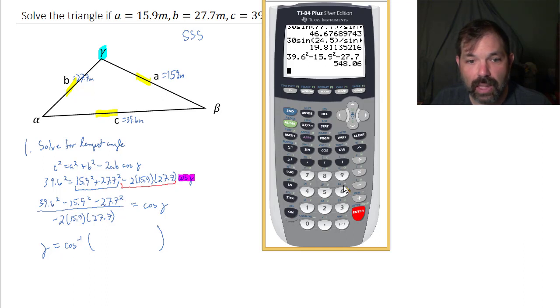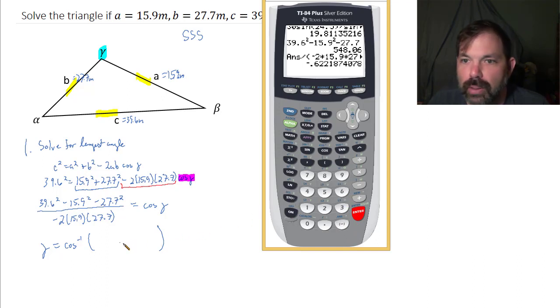Now I've got to divide that whole thing by the negative 2 times 15.9 times 27.7. So let me hit the division key, parentheses, because I've got multiple factors in the denominator. Negative 2 times 15.9 times 27.7. Close off the denominator. Hit enter. So I've got this negative value. So let me go ahead and put that in, negative 0.622187.